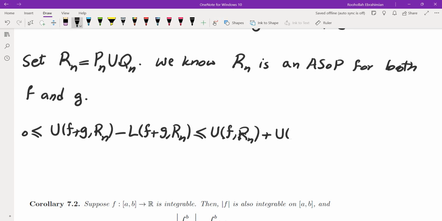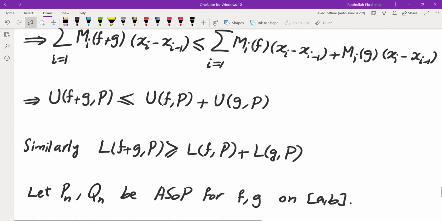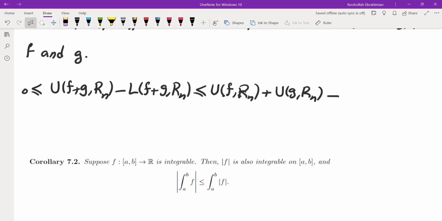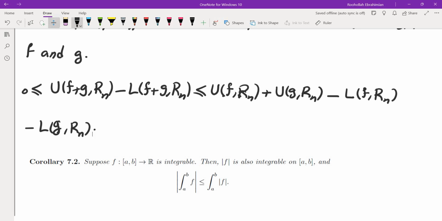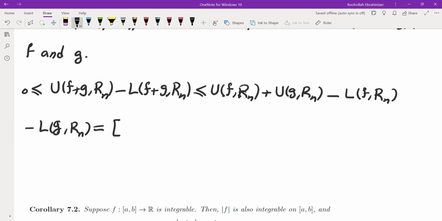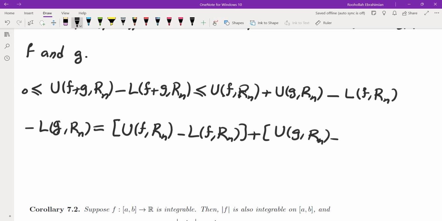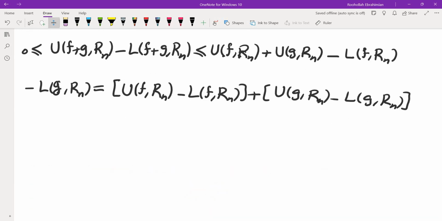So g with respect to Rn, lower sum is greater than or equal to. We have done this before. Lower sum is greater than or equal to. Because of the negative sign, I can do that as also less than or equal to. Now, I can rewrite this as upper for f minus lower for f plus upper for g minus lower for g.